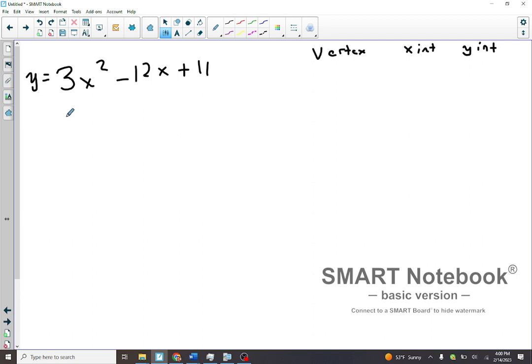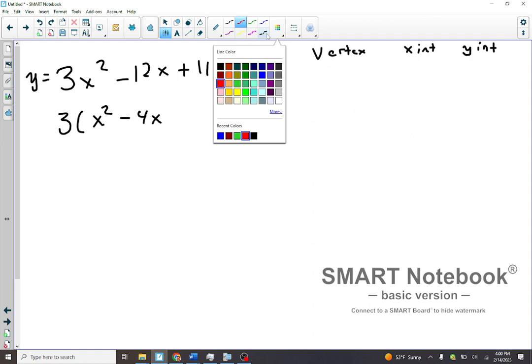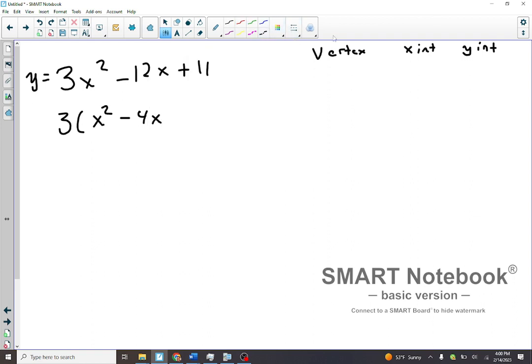In order to get into vertex form, first what I'm going to do is take out a 3 out of these first two numbers. So 3, x squared minus 4x. And remember, it's going to be completing the square. Do you remember completing the square? So I'm going to add a, what number? I don't know yet, so I'm going to put a C.